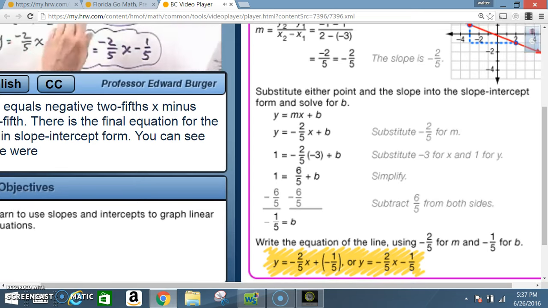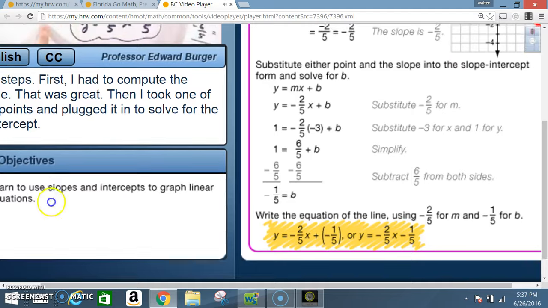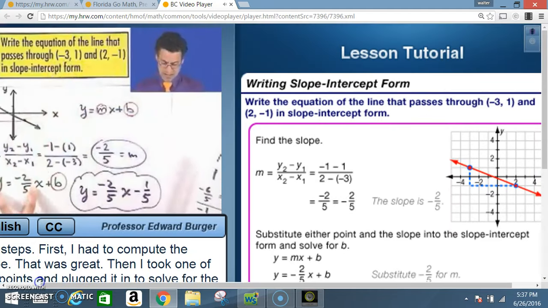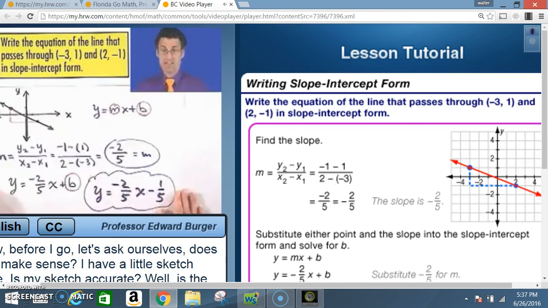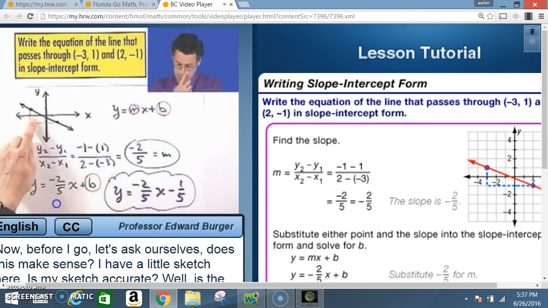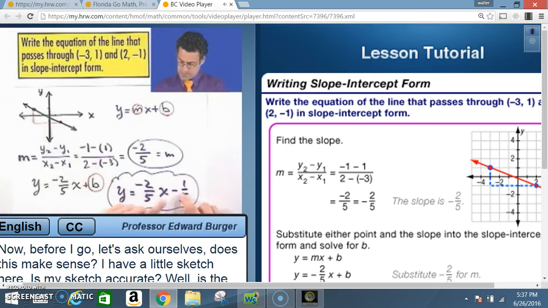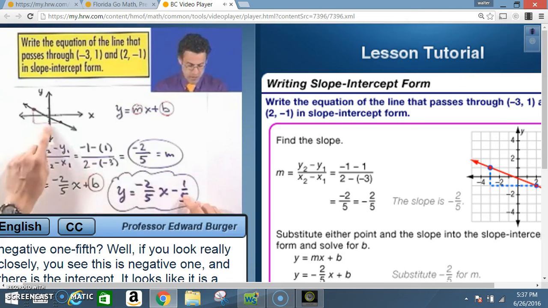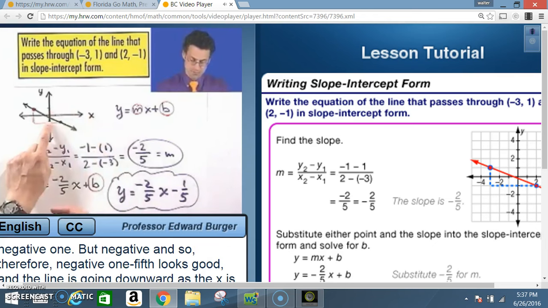And you can see it was 2 steps. First I had to compute the slope. That was great. Then I took one of the points, plugged it in to solve for the intercept. Now, before I go, let's ask ourselves, does this make sense? I have a little sketch here. Is my sketch accurate? Well, is the y-intercept around negative 1/5? Well, look, if you look really closely, you see this is negative 1, and there's the intercept. It looks like it's sort of a little above negative 1, but negative, and so therefore negative 1/5 looks good.